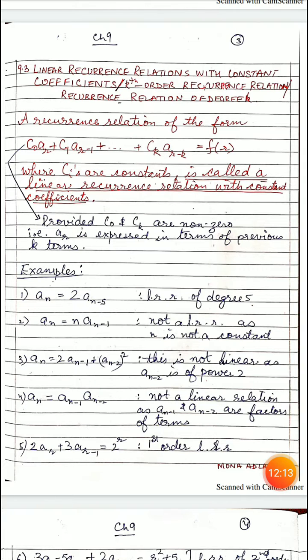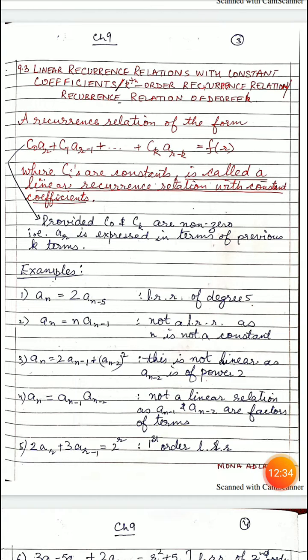In this case, we know that the nth term and the n minus kth term constants are non-zero. It is a linear recurrence relation, and it is of degree 5. Why? Because you have an n minus 5 term, so the k is 5. That means it's a fifth degree linear recurrence relation.